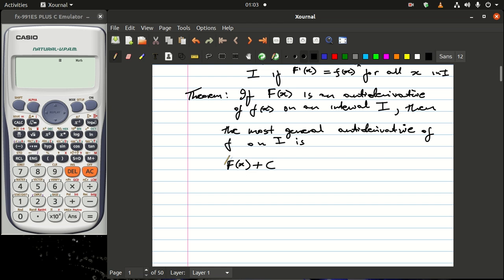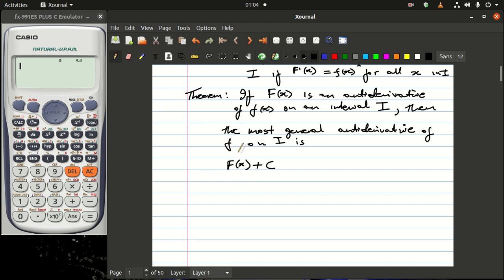In other words, this is the set of all functions that have the derivative f(x). I hope you can see the catch here: the most general antiderivative is the set of all functions such that when you take the derivative, you get f(x). That is what is important here. And this constant is arbitrary. It can be anything unless it is specified. If we have some specifications, we can find the specific function, but this one is the most general antiderivative of f(x).